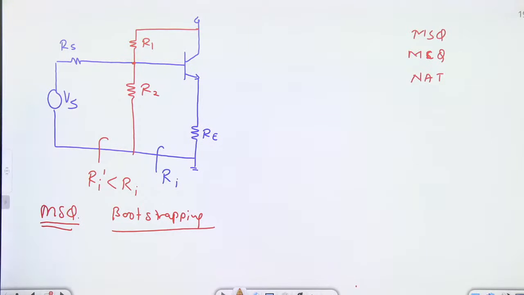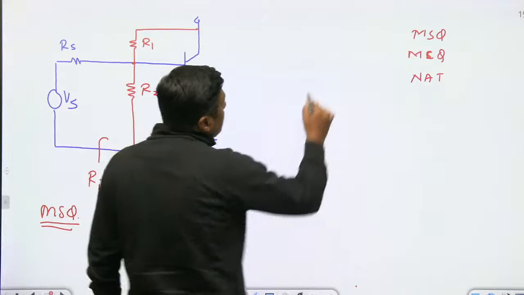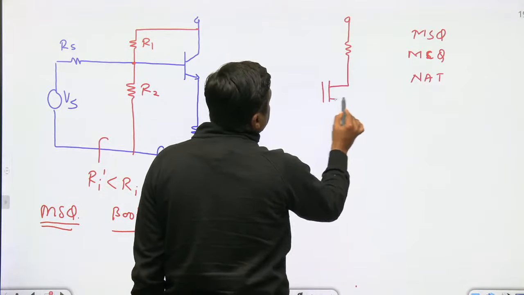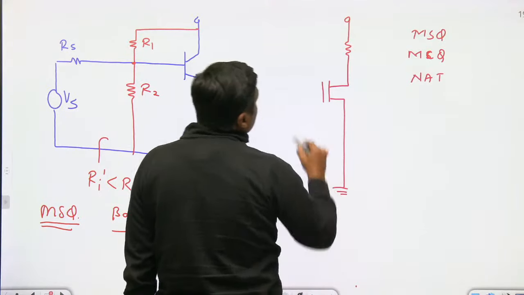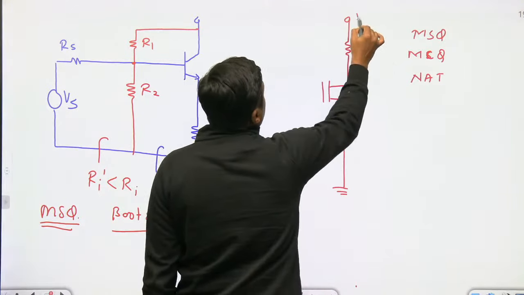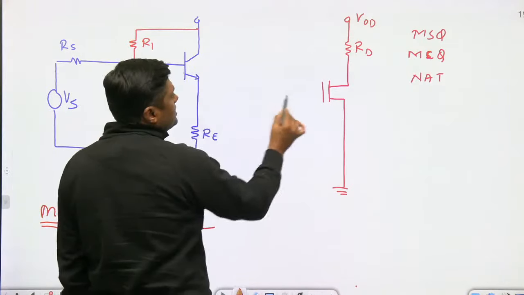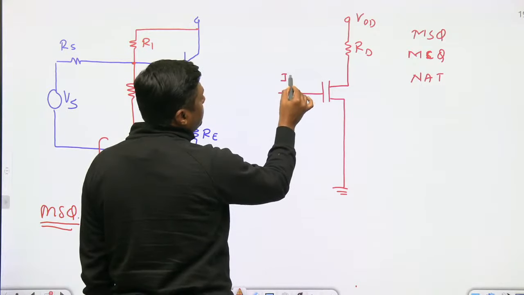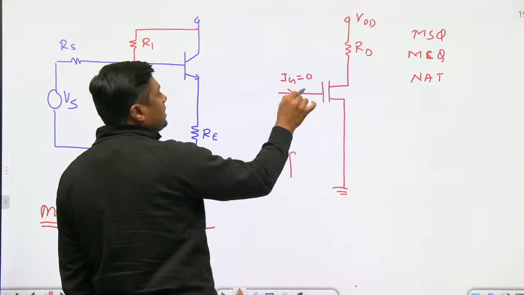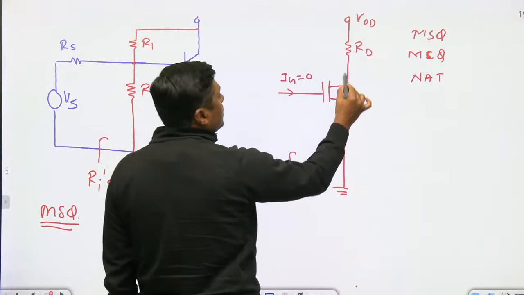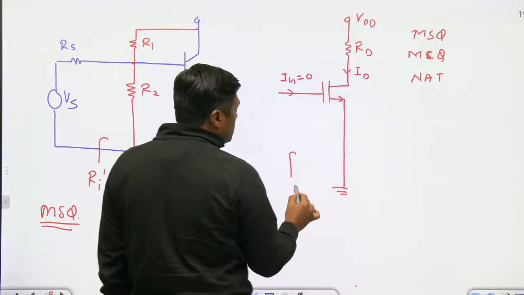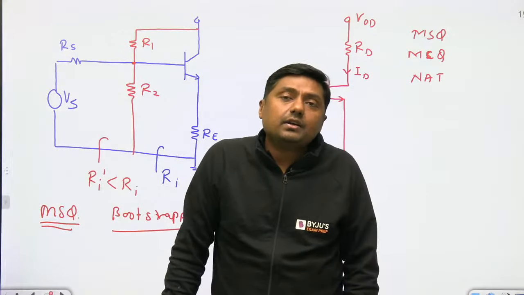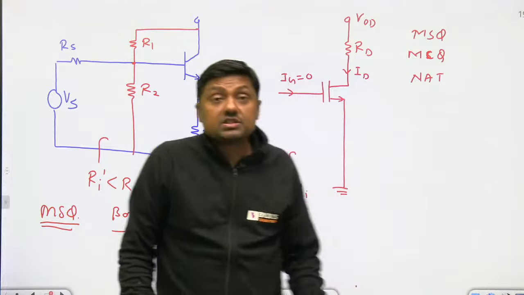Okay then. And because of this potential divider, when we are connecting the same potential divider type biasing in case of MOSFET, here again we are connecting the potential divider. Everyone tell me, what is the input resistance of the MOSFET? The gate current Ig entering into the MOSFET is 0. This is the ID. So what is the input resistance for the MOSFET? We are saying that it is infinite. Yes, input resistance is infinite.